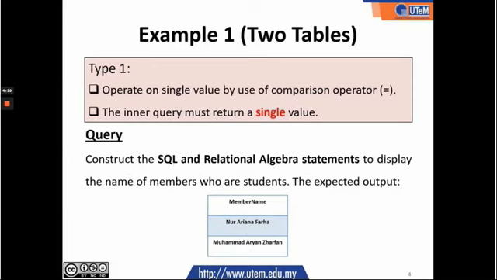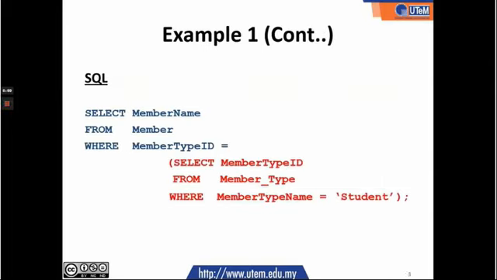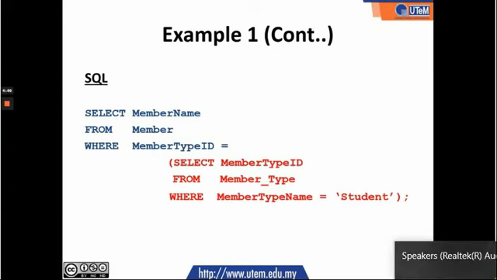If you still remember our member tables, no member type name is specified. Member type name is in the member type table. So this query involves a relationship between two tables, member type and member tables, with a common attribute name or column name, member type ID. Let's look at an SQL statement for this situation. The input specified in the query is the word students, and we know that the word students is in the member type table, not in the member table.